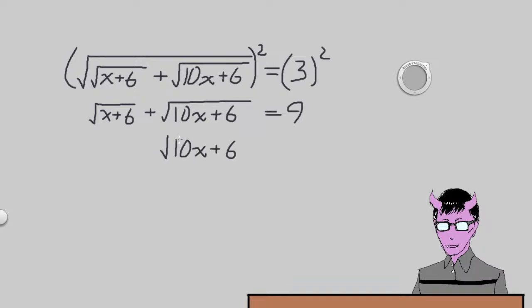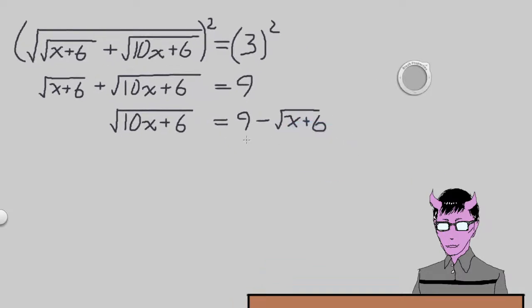So I'm going to keep this one on this side. I'm going to subtract the square root of x plus 6 from both sides, thus getting 9 minus the square root of x plus 6. Alright, and now we're going to square both sides. So square that one and then square that one. This one frees up the arguments, so 10x plus 6 is now free.